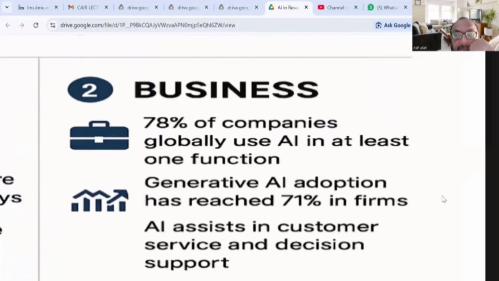Business: 78% of companies globally use AI in at least one function. Generative AI adoption has reached 71% in firms. AI-assisted customer service and decision support.